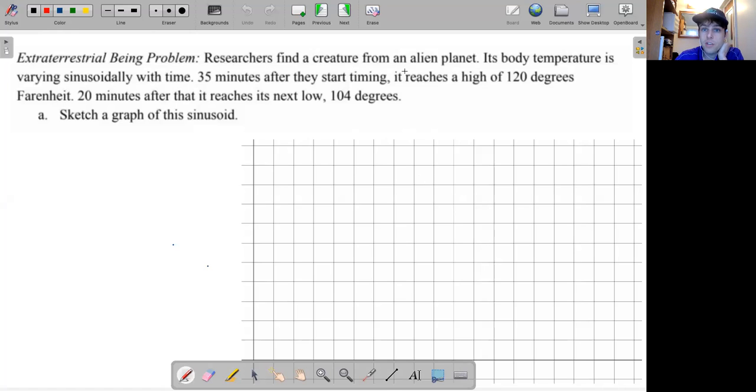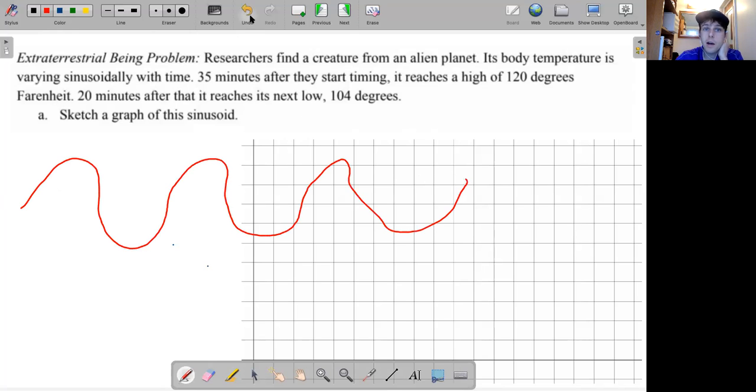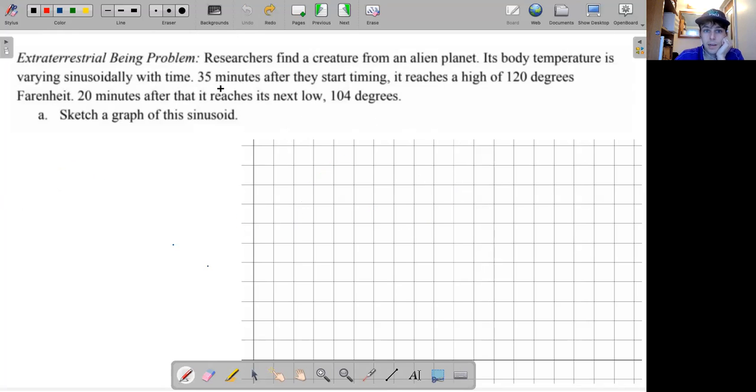Researchers find a creature from an alien planet. Its body temperature is varying sinusoidally with time. So what we mean by that is its body temperature is going up and down, creating that sinusoid curve with time. 35 minutes after they start timing, it reaches a high of 120. So that is a data point that we can use: 35 minutes, 120 degrees, and that was a high, so we'll call that a maximum.